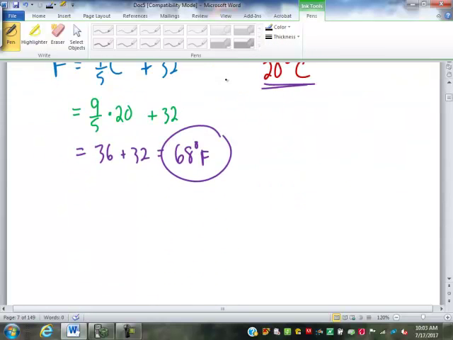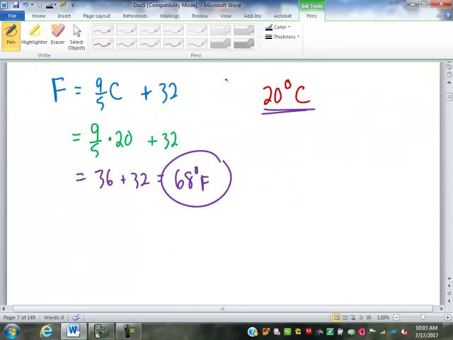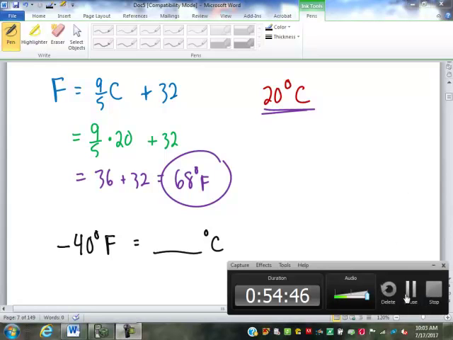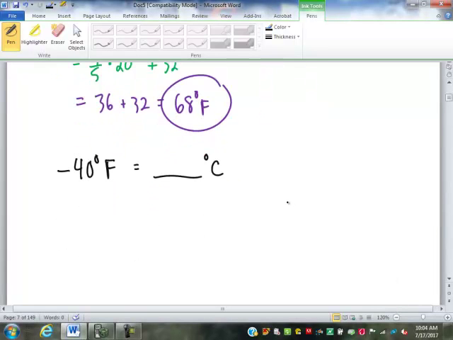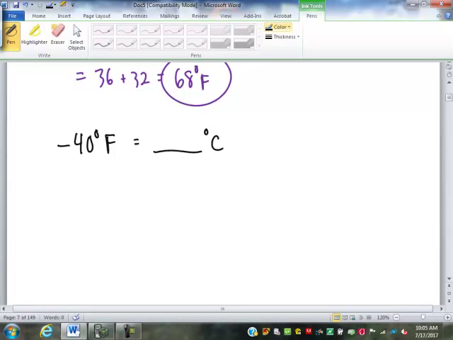I'm going to have you guys try one in your notes. Use the correct conversion factor to convert negative 40 degrees Fahrenheit into degrees Celsius. I picked that because that's the coldest day I can possibly imagine, or the coldest day I want to imagine. An answer yet? Negative 40.